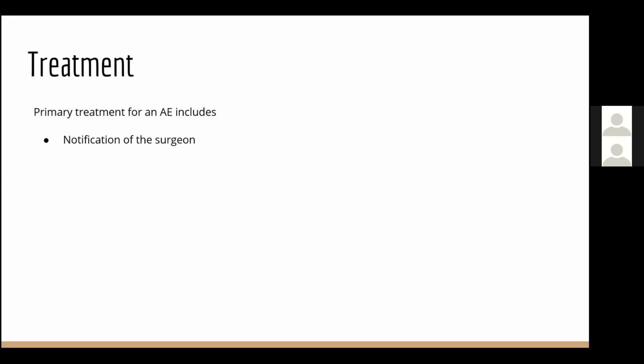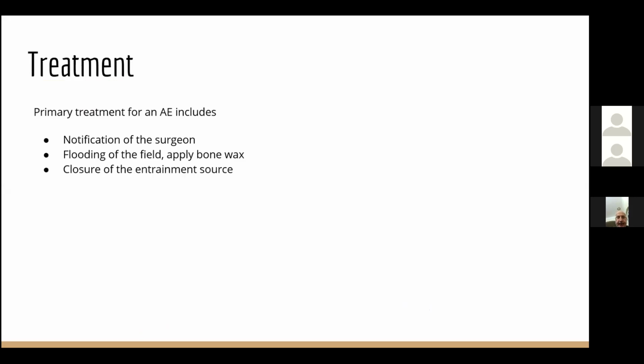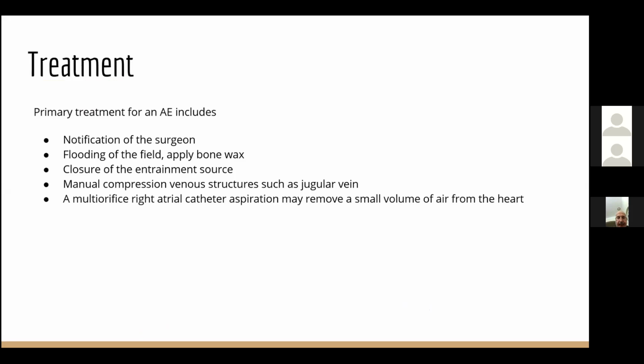Treatment, first of all: if you suspect the patient is having venous air embolism, first of all notify the surgeon, flood the field with saline, and if there are any open sinuses, apply bone wax, like close the entrainment sources. Manually compress venous structures like the jugular vein, you just apply the pressure. If the patient becomes unstable, you can put in a CVC to remove entrained air in a triangular position.